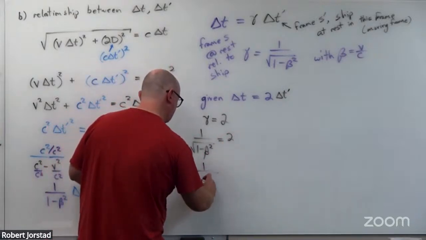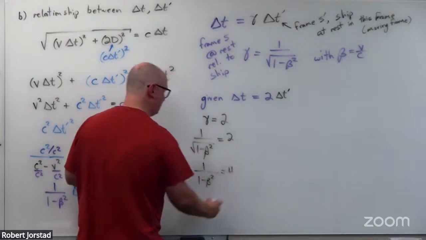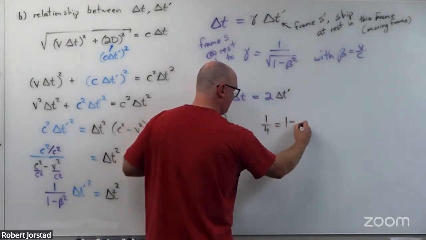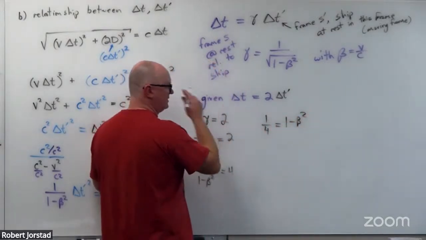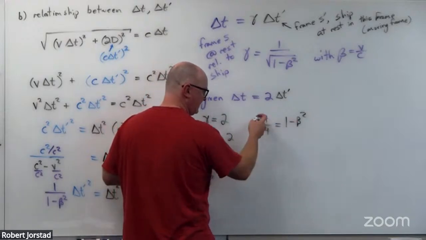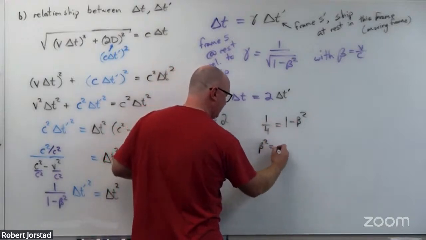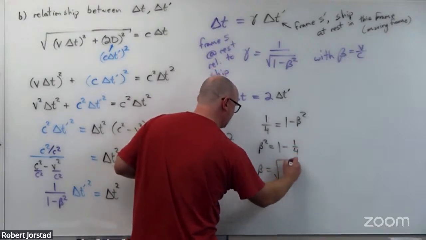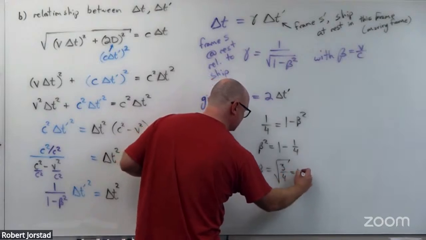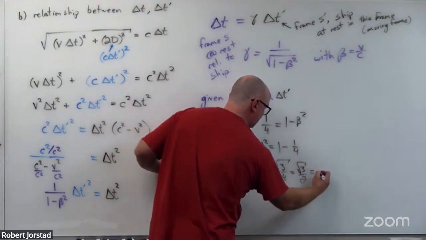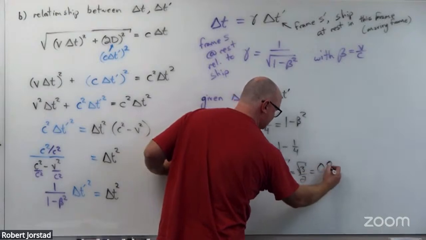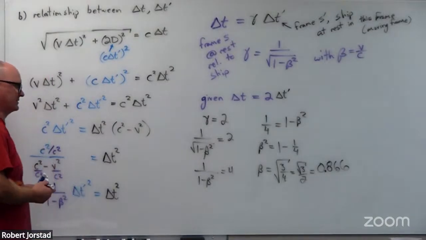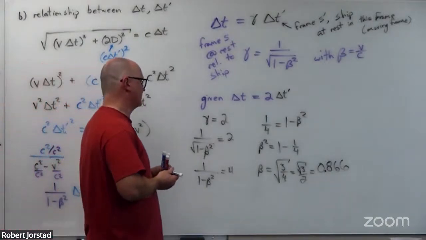1 over 1 minus beta squared equals 4. Cross multiply. 1/4 equals 1 minus beta squared. And then keep going. What do we see? Let's move the beta here and the 1/4 there. Beta squared equals 1 minus 1/4. Beta equals the square root of 3/4 equals the square root of 3 over 2, which most of you probably know is 0.866. It's the sine or something of whatever it is, 60 degrees.